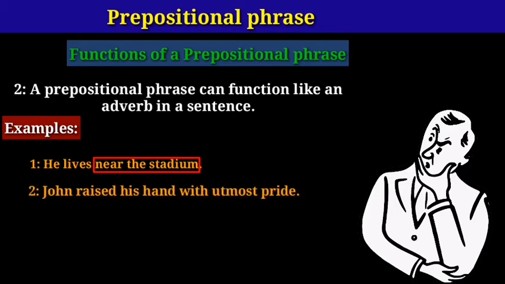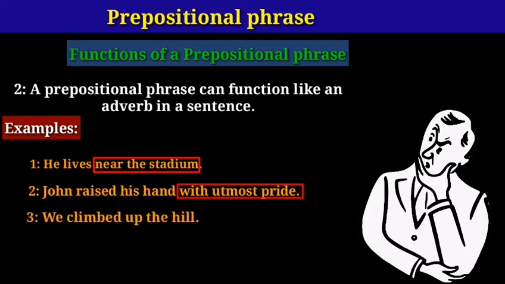John raised his hand with utmost pride. How did John raise his hand? With utmost pride. In this sentence, with utmost pride is a prepositional phrase, but it functions just like an adverb because it modifies the verb raised. Because if you ask yourself the question how did John raise his hand, the answer will be with utmost pride.